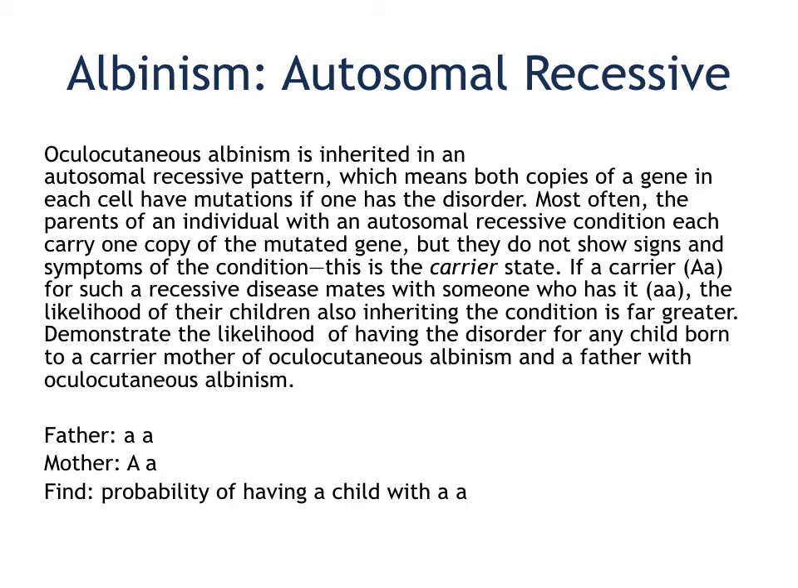So you always should start out your problems by writing down exactly what you know and what you need to find out. In this case, Dad has albinism, a recessive condition, so his genotype is little a, little a. And Mom is a carrier, so she's a heterozygote, but she doesn't have the phenotype of having the disorder. So she is big A, little a. And what we're going to do is find out the probability that when these two mate, they will have a child who has albinism. So the child must have the genotype little a, little a.